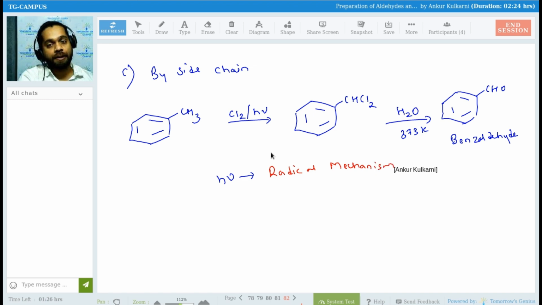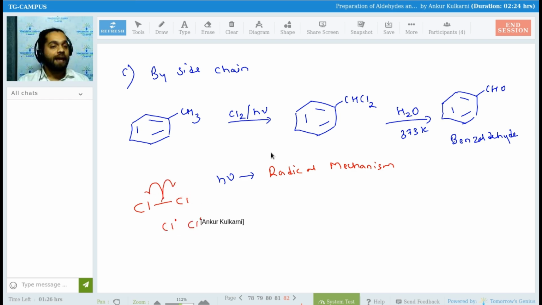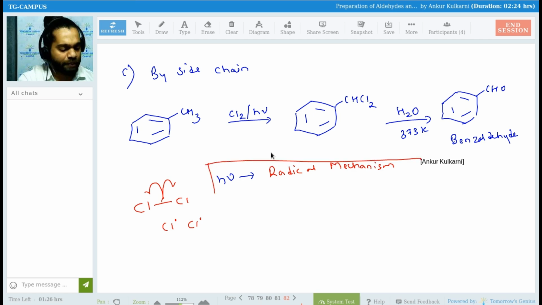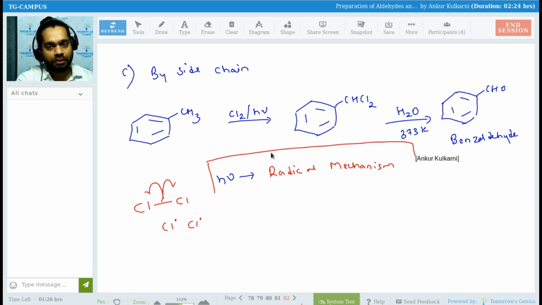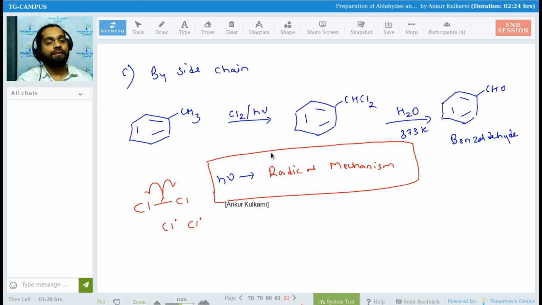For example, if I have Cl2 and I am irradiating light, it will give you Cl radicals, Cl radical. This is how these reactions work. So remember, whenever you have hν, this can come as one of the MCQs. Whenever you have hν, it is a radical mechanism.